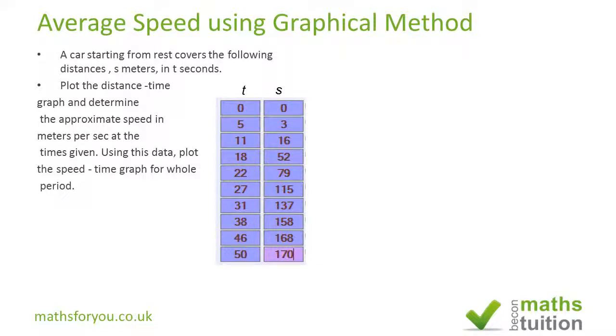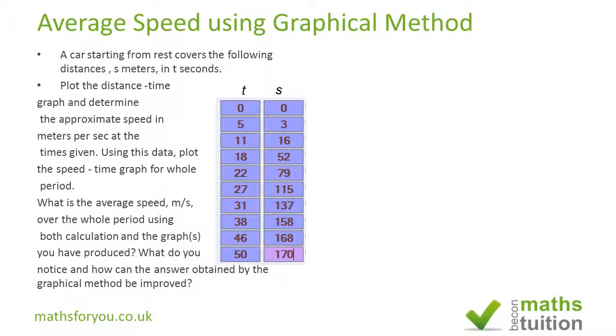It then goes on to say, what is the average speed in meters per second over the whole period using both calculation and the graphs you've produced? What do you notice, and how can your answer obtained by the graphical method be improved?